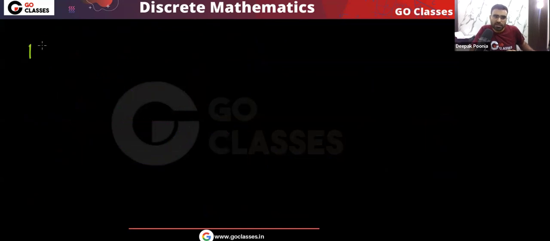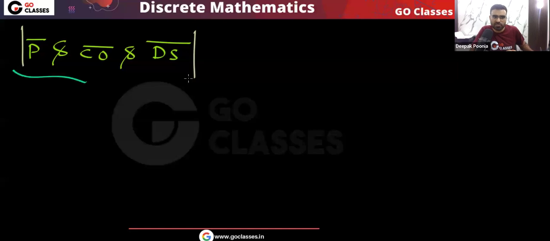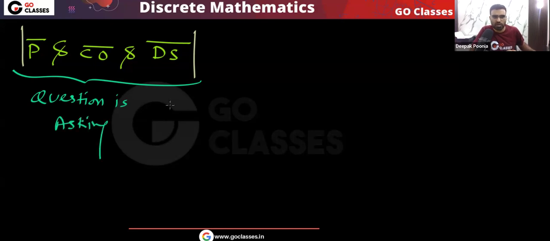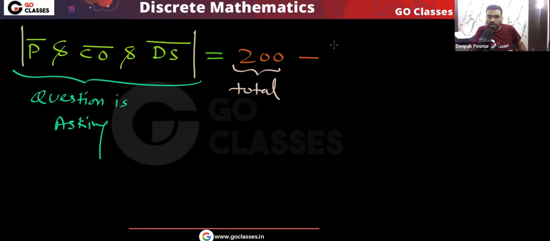So you can see students who did not take any of these courses means they did not take programming, they did not take computer organization, and they did not take data structure. This is what the question is asking. How many students are there, the size of this. So how many students have taken none of these courses? That will be equal to the total, 200 students, the total number of students in the class, minus how many students have taken at least one of these courses: programming union computer organization union data structure.